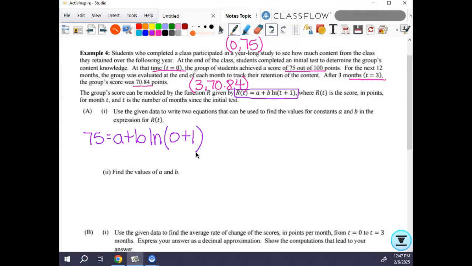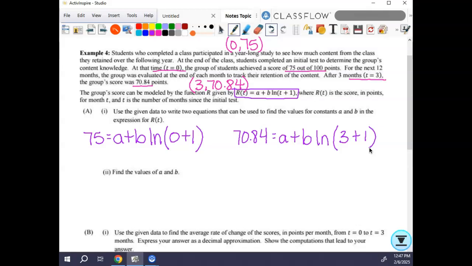Now, do you know what 0 plus 1 is? Yes. Great. Nobody cares. I'm not going to put 1, I'm putting 0 plus 1, and I'm leaving it. I don't need to overthink it. I don't need to fix it. Okay. Then I do my next one. 70.84 is equal to A plus B times the natural log of the input, which is 3 plus 1. Okay. So I've written them. And then again, we could find them by hand, but we don't need to. It's a calculator question. Let the calculator do it for you.